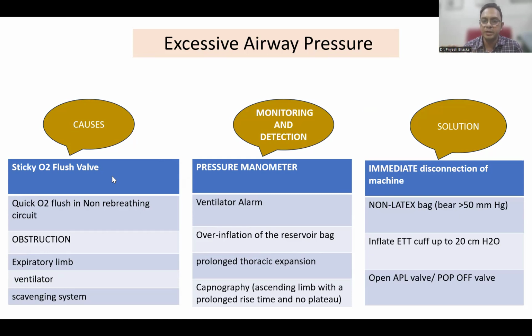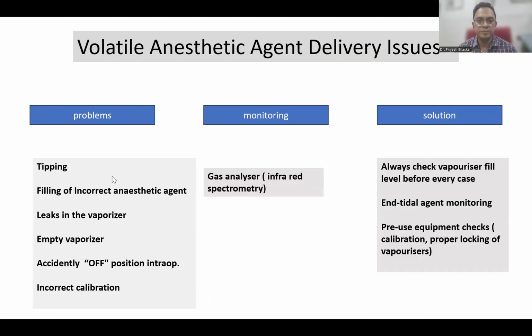So what is the solution? You immediately disconnect the machine. And you can also use a non-latex bag, which can bear more than 50 millimeters of mercury, because latex reservoir bags can maintain pressure only up to 50 centimeters of water, right? You can also inflate the endotracheal tube cuff up to 20 centimeters of water, not more than that, because you have to limit it so that if the pressure rises, the air can escape from the sides of the cuff, right? And you can open the APL valve or pop-off valve.